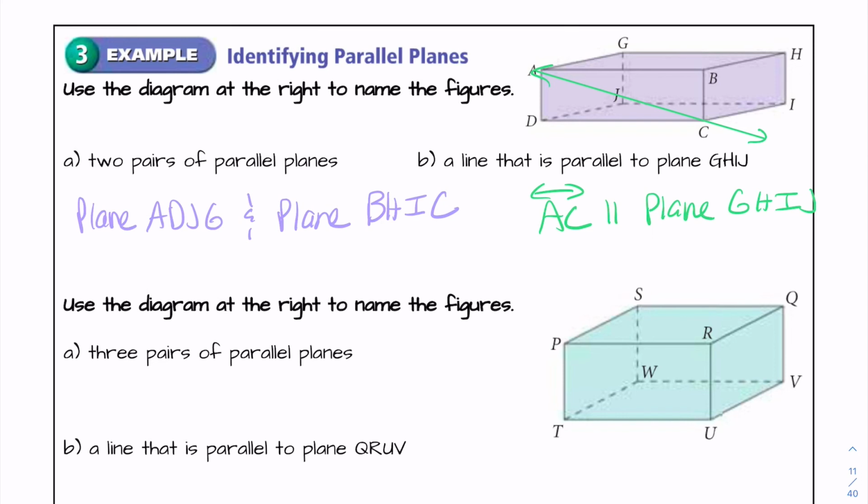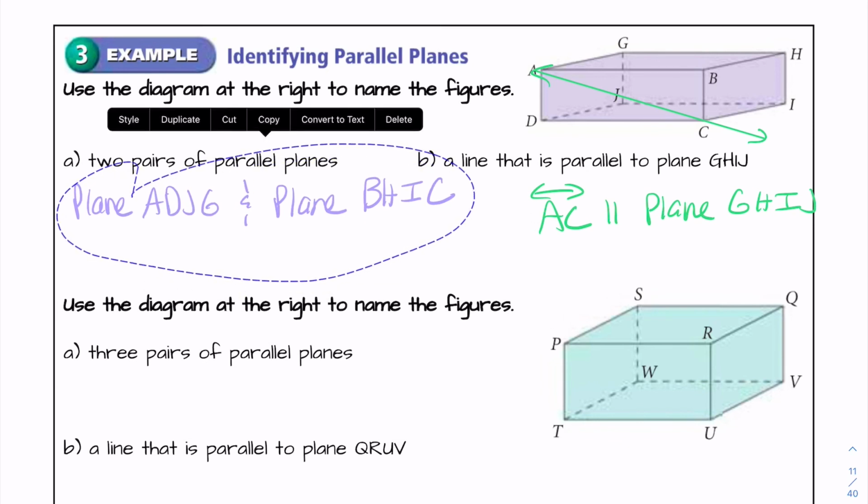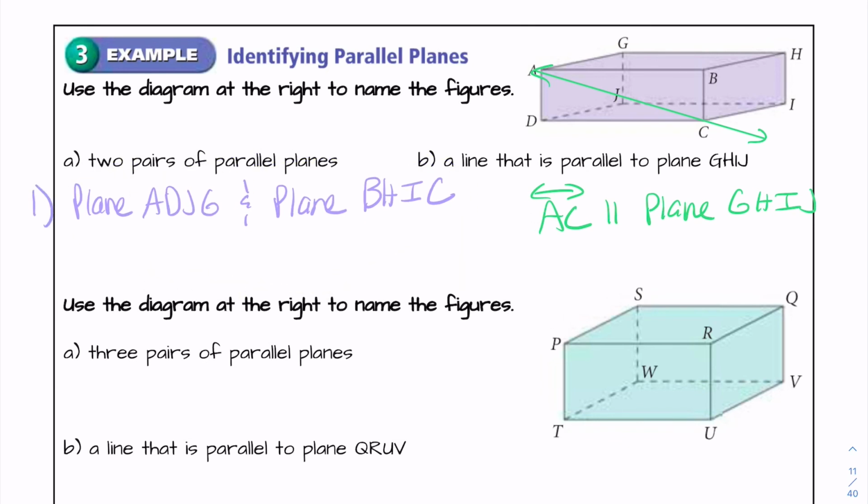All right. Use the diagram at the right to name the figures. So three pairs of parallel planes. Oh, okay, three pairs. All right, I didn't answer the first question correctly. I did, but I didn't answer it fully. So here's one pair of parallel planes. Here's the second pair. Let's do the left side and the right side.